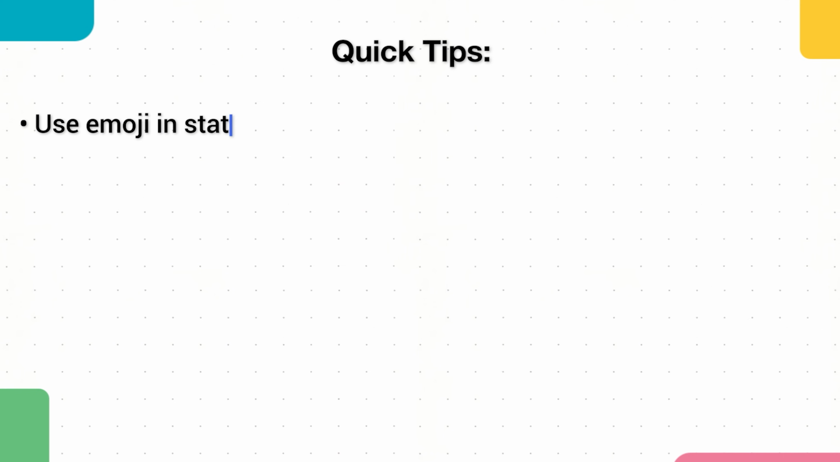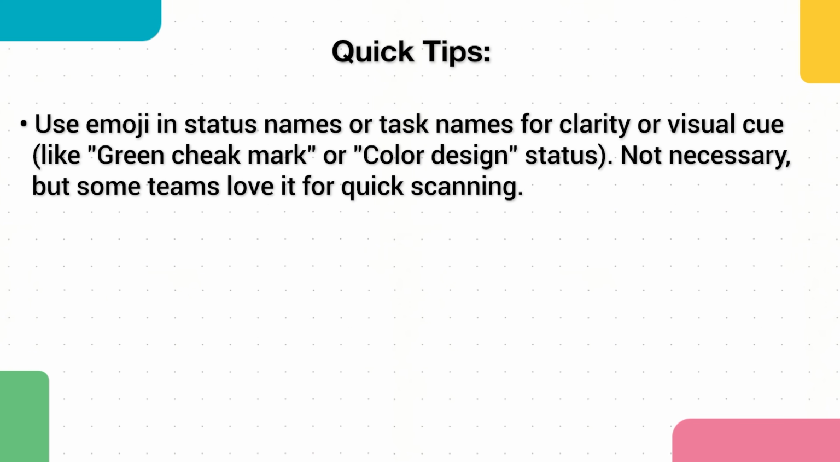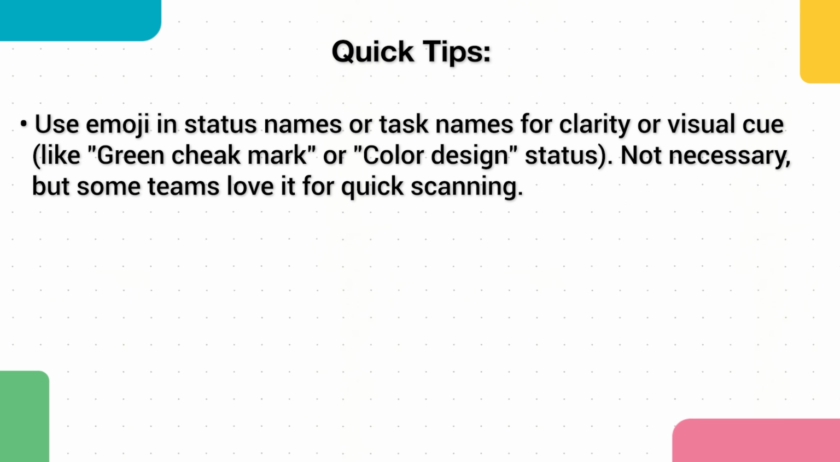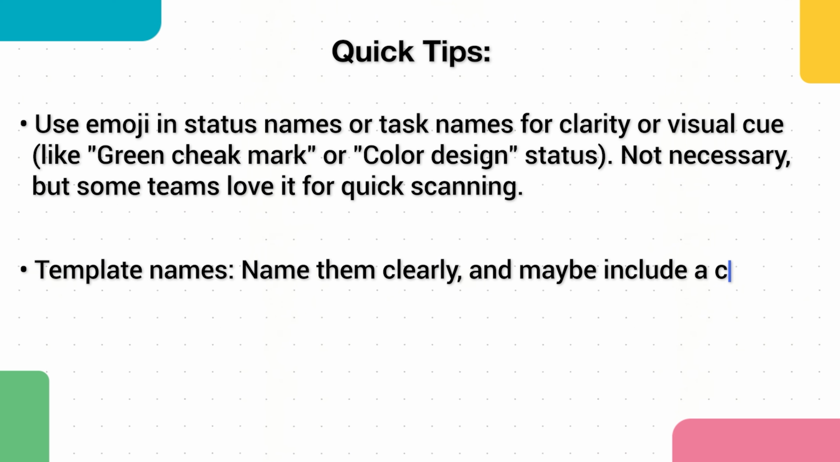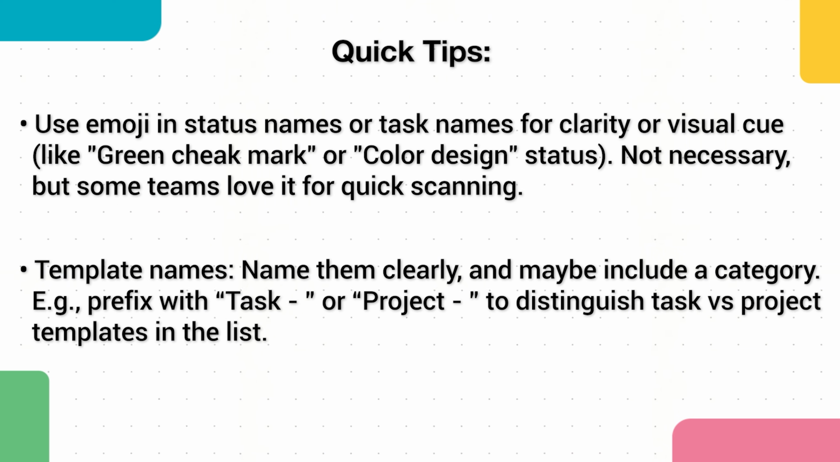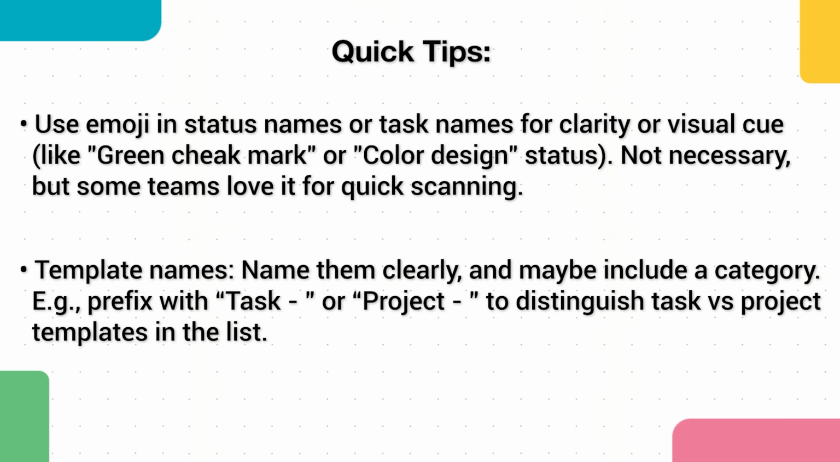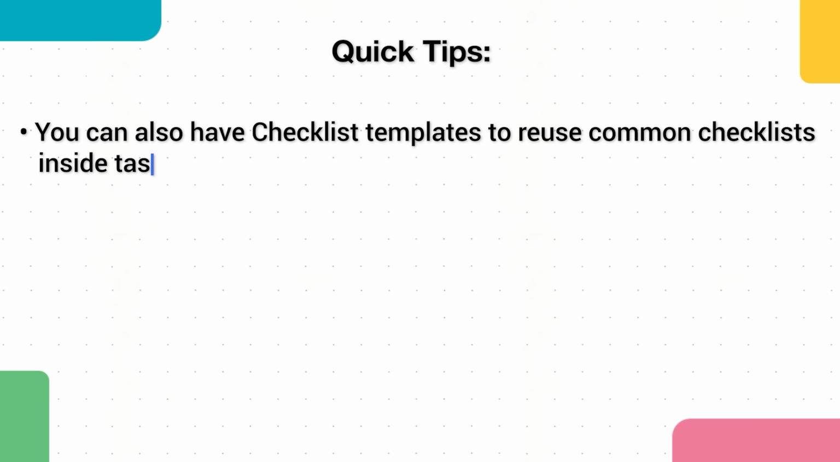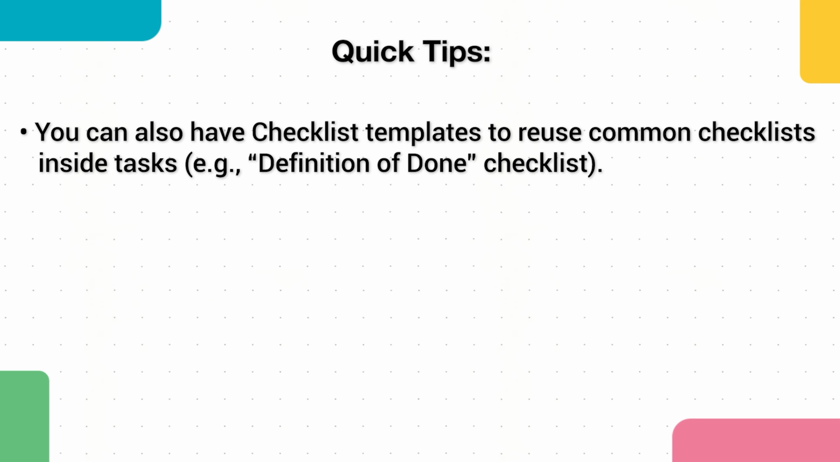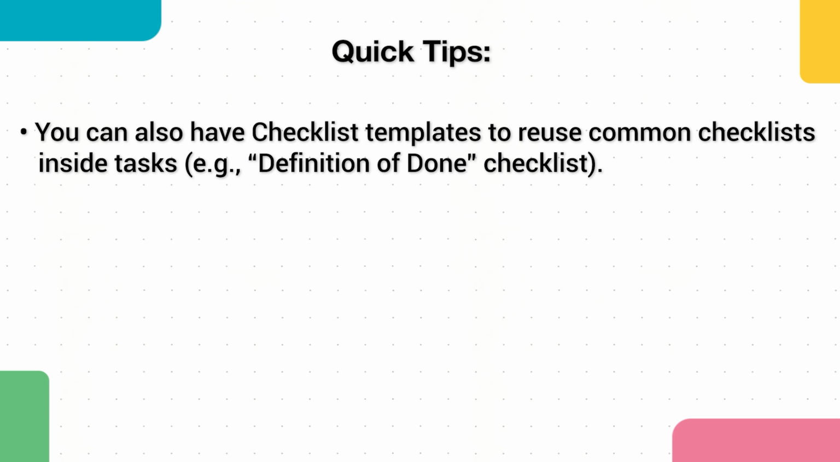Quick tips. Use emoji in status names or task names for clarity or visual cue, like green check mark or the color design status. Not necessary, but some teams love it for quick scanning. Template names. Name them clearly and maybe include a category, e.g. prefix with task or project, to distinguish task versus project templates in the lists. You can also have checklist templates to reuse common checklists inside tasks, e.g.